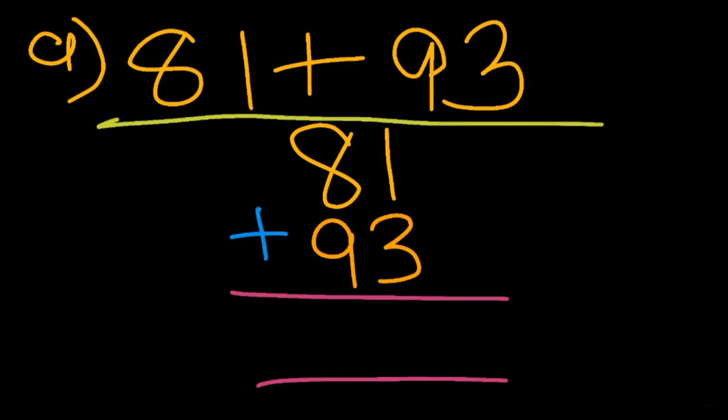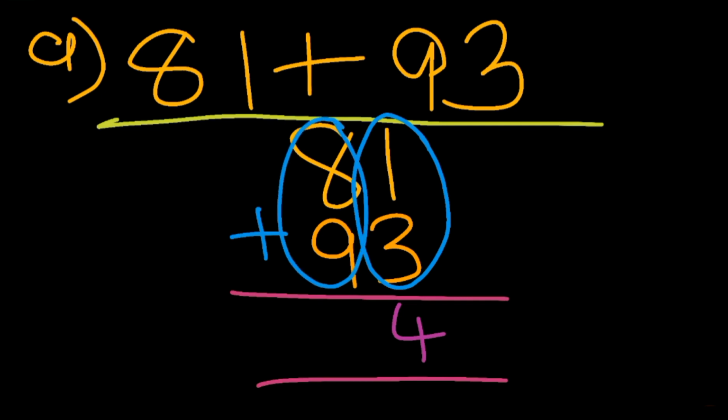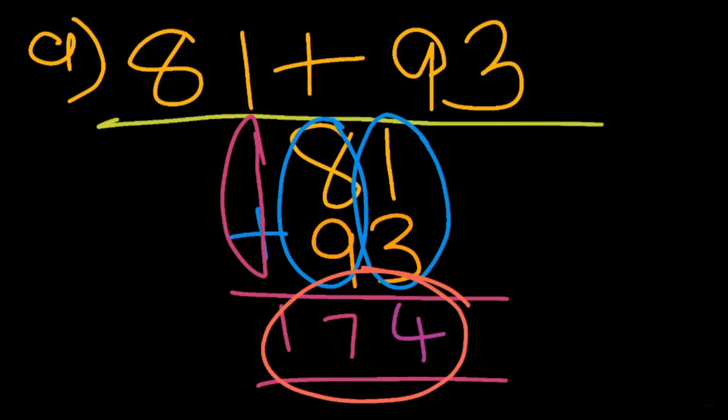Now let's calculate. First you have to do 1 plus 3, which is 4. Then you have to do 8 plus 9. Now 8 plus 9 is 17. You don't need to carry forward because there is no hundreds place over here. So you straight away put 1 and 7. So the answer will be 174. Okay.